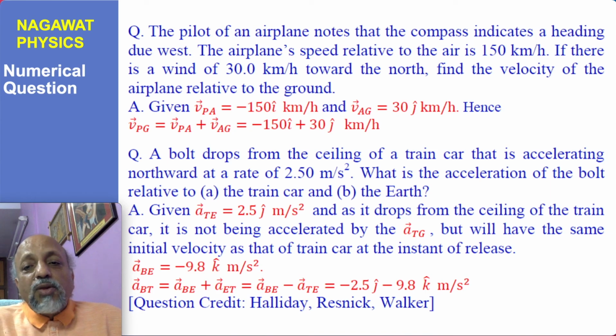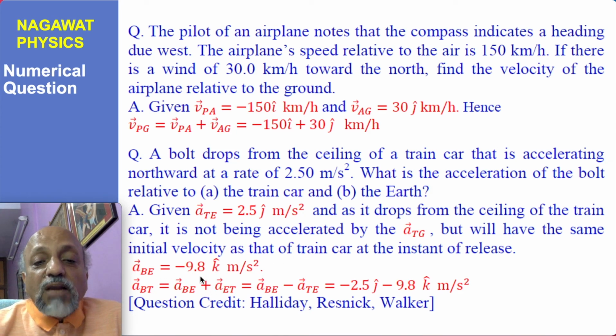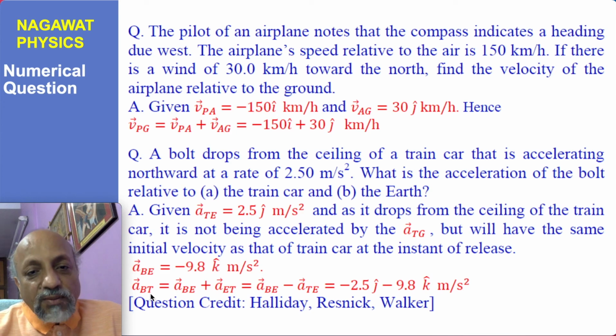So there are two frames of reference: a frame of reference attached to the train car that is accelerating northward at a rate of 2.50 meter per second square, and a frame of reference attached to the earth. With respect to the earth, the acceleration is minus 9.8 vertically downward, which I am taking as minus k direction. So now what will be the acceleration of the bolt with respect to the train? It will be the acceleration of bolt with respect to the earth plus acceleration of earth with respect to the train, or you can subtract out the acceleration of train.